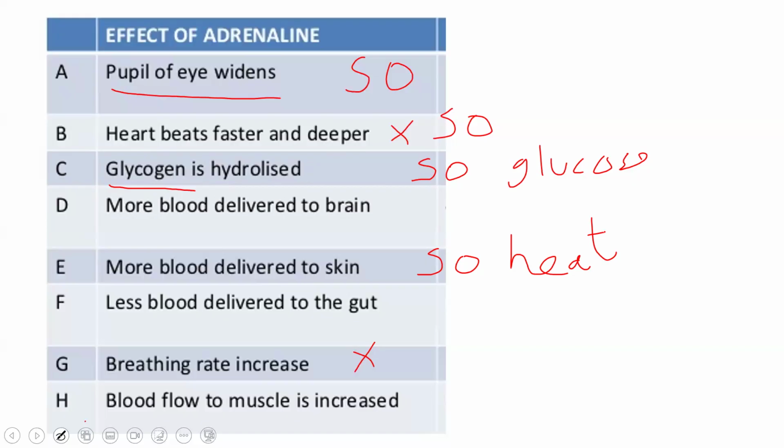G, breathing rate increases, so you can get more oxygen into your blood to go to the muscles for respiration. H, blood flow to the muscles is increased, so there is more oxygen and glucose in the muscles for respiration. Right, so adrenaline, it's been a gut feeling for years. So think about 3 of them, but then also think about why.